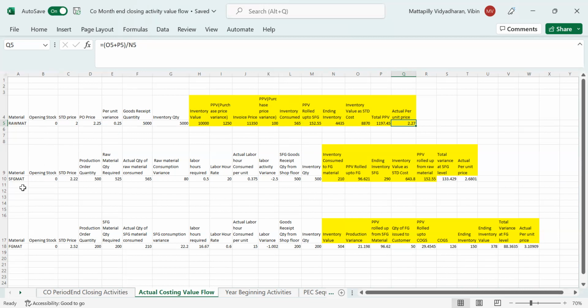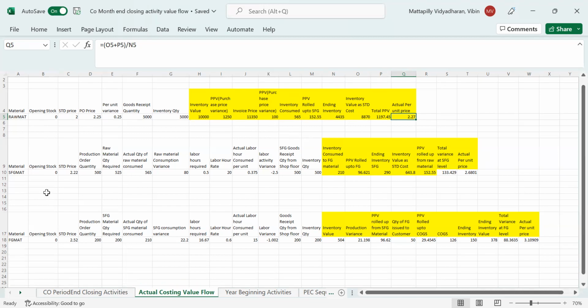Now let's come to the SFG part. In SFG, let's assume opening stock is 0. Standard price is 2.22. Production order quantity is 500. Let's assume a production order is created to manufacture SFG material of quantity 500. In the BOM they would have maintained 525 raw materials required to manufacture this 500 quantity of SFG material.